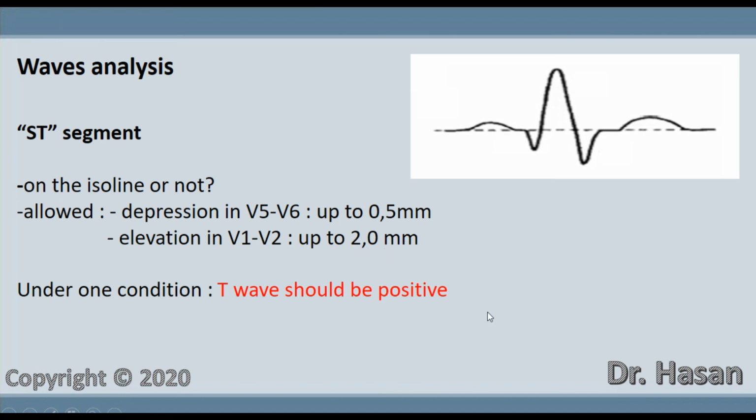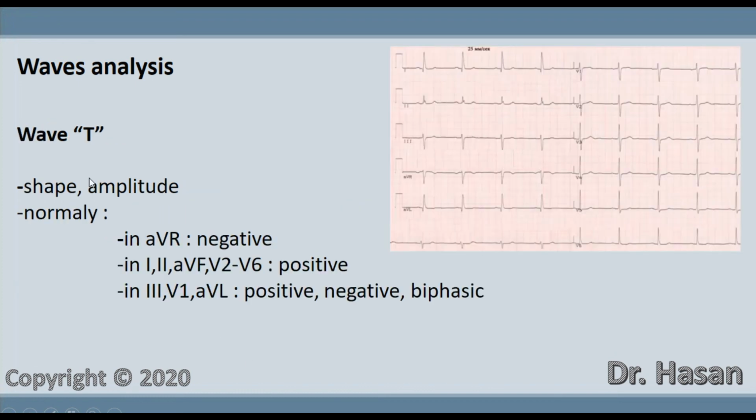In such a case, the T wave should be positive. Other changes in the ST segment will be considered as a possible pathology of the heart. Analysis of the T wave. Analysis of the T wave includes determining its shape and height. Normally, the T wave is negative in the AVR lead, positive in the first, second, AVF, V2, V3, V4, V5, V6 leads, and in the third, V1 and AVL leads, it can be positive, negative, or biphasic.